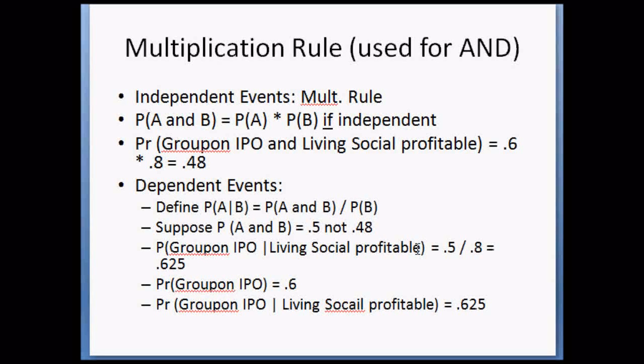And we can also think about the chance that both happen. So it'd be 0.48 if they were independent. What if the chance that they both happen is actually 0.5, not 0.48? So it's slightly higher than we would expect. Well, that would mean, based on the definition of conditional probability, that the chance of a Groupon IPO given a Living Social profitable is actually 0.625. So this profitability assumption, if we hypothesize that this would happen, it would imply that the Groupon IPO would become more likely by 2.5%.